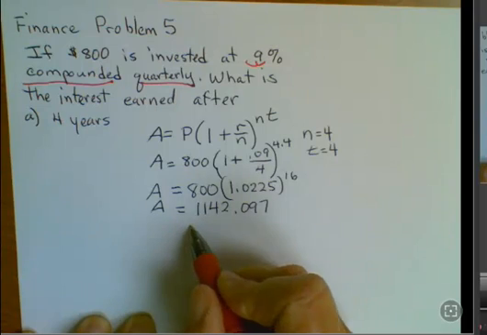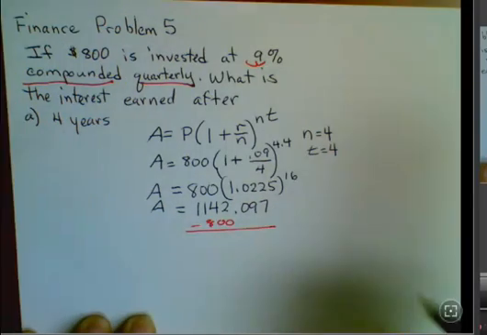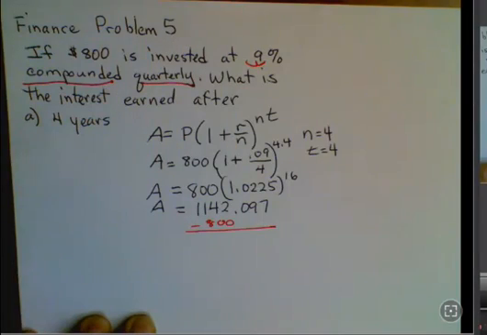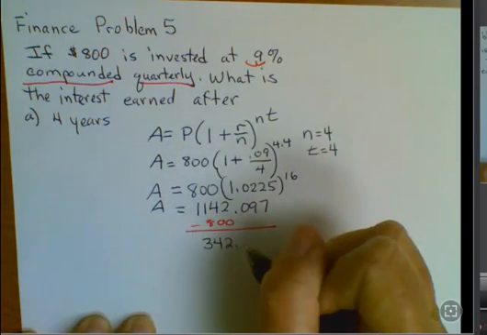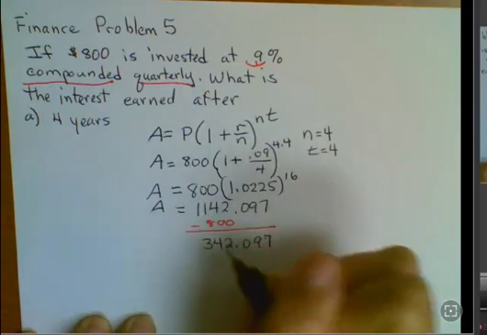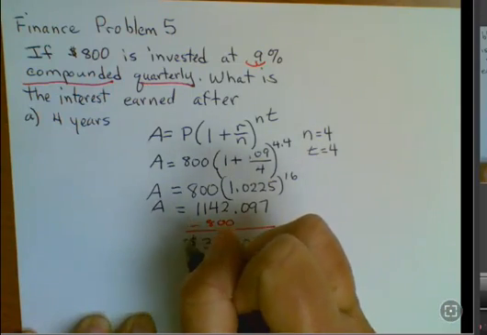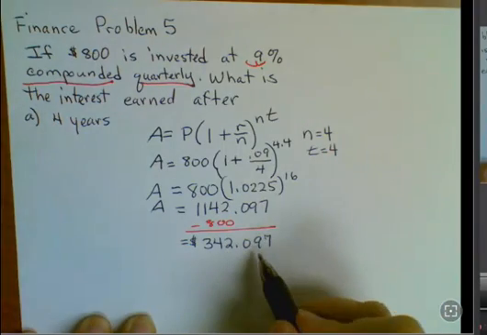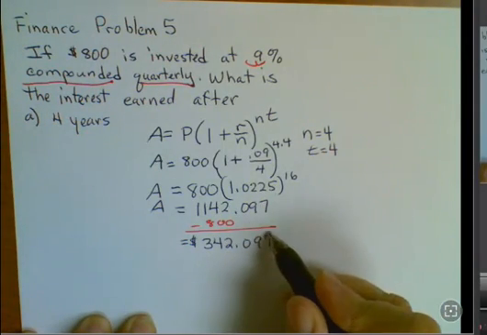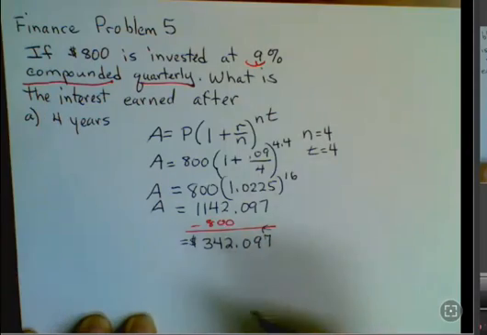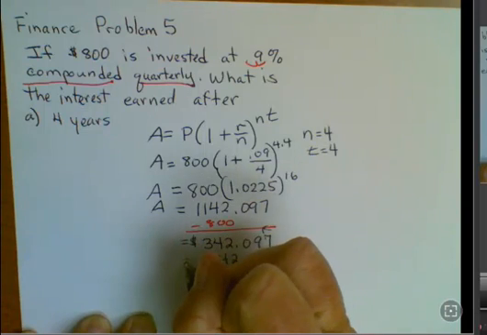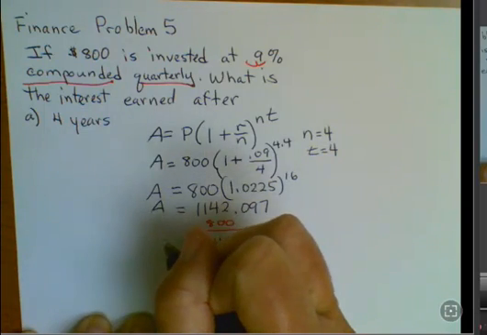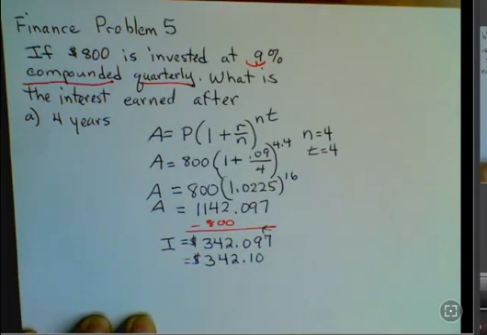So if we subtract 800 from this, that will tell us how much interest we earned, which is $342.097. I'll put that there for a second. And we want to round to the nearest cent. So the 7 is going to push us up, which will push it on to 10 cents. So 342.10. Now, this is your interest earned after 4 years.